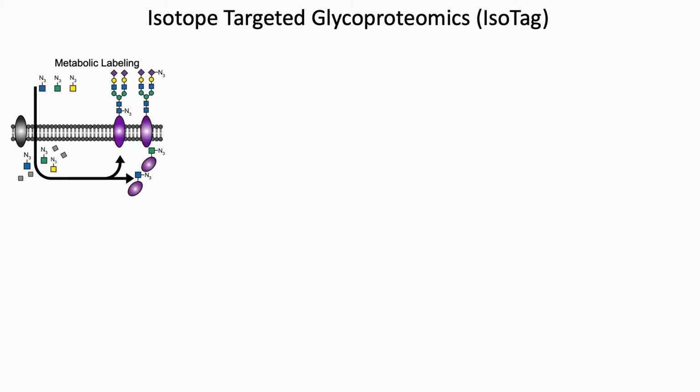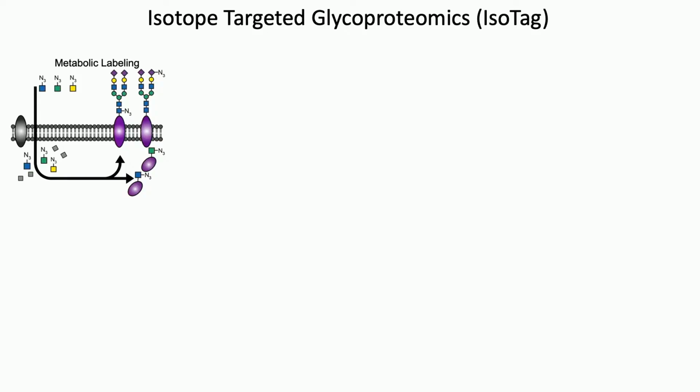That is, we take the cultured cells or tissues, and we literally feed those cells simple sugars that are chemically altered with clickable functional groups, such as the azide shown in this slide. The cell then does the hard work, which is to take those simple building blocks and integrate them into the glycans that are on both the cell surface glycoproteins and the secreted glycoproteins.